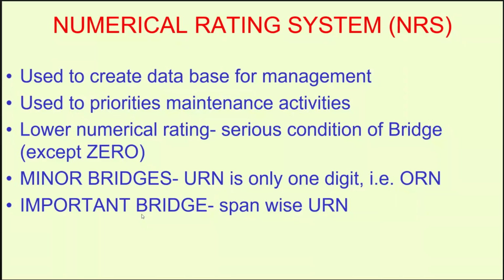And for important bridges, we are giving a span wise URN. So in case of a major bridge, it is like that. For a minor bridge, only the 1 digit overall rating number is enough. For a major bridge, it is an 8 digit URN, and the 8 digit URN is for the whole bridge. But when it becomes an important bridge, then a span wise URN is to be given. So the first span has a separate URN, the second is separate, like that.